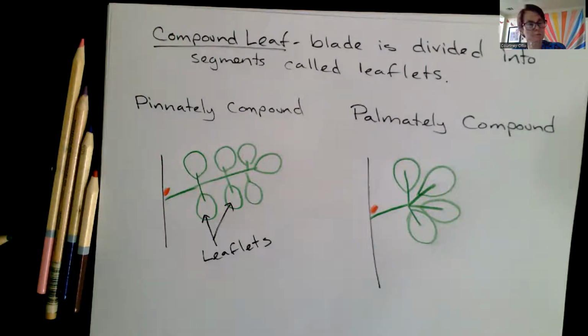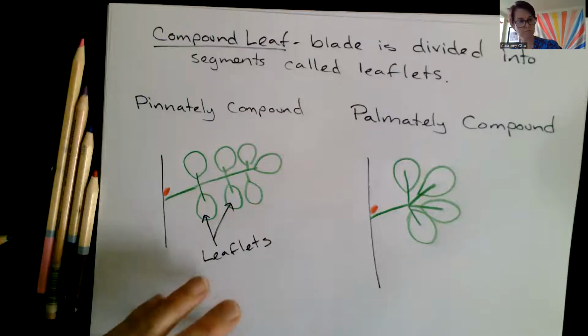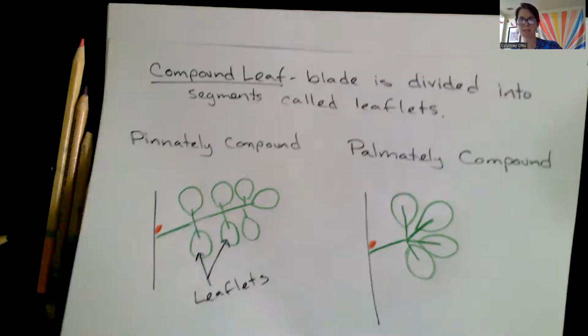Let's learn a few more terms, because what I'm really trying to give you is a vocabulary, a vocabulary that you can use to apply to all the different kinds of leaves that you can see out there in the world. So in addition to talking about how leaves are simple or compound, we can also talk about what their leaf margins look like.